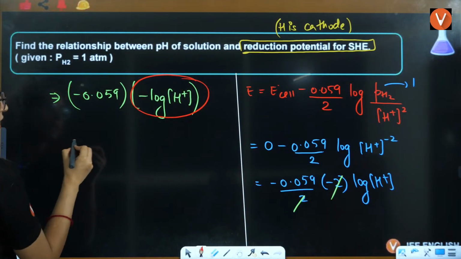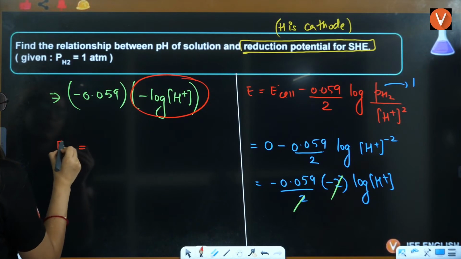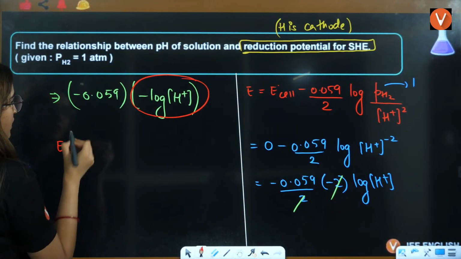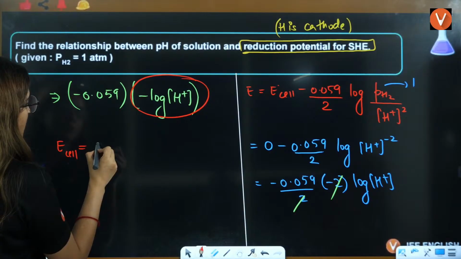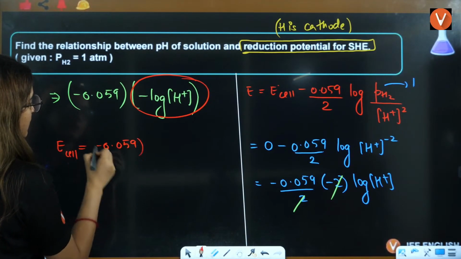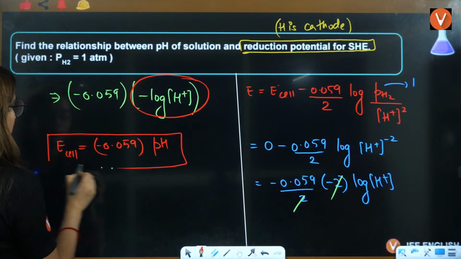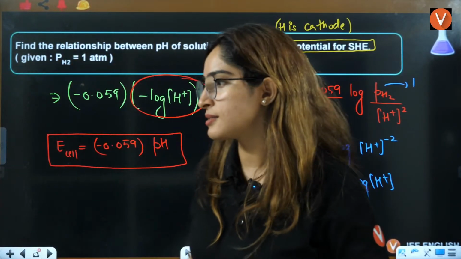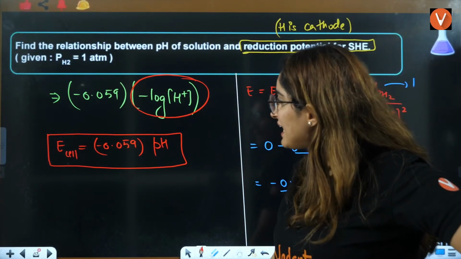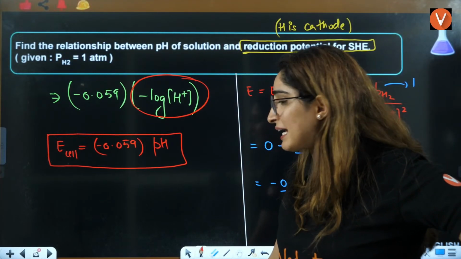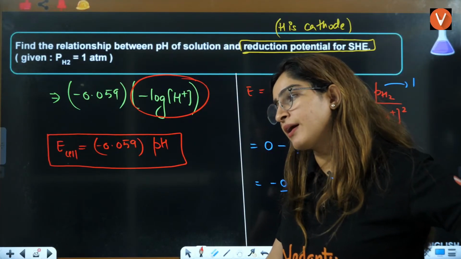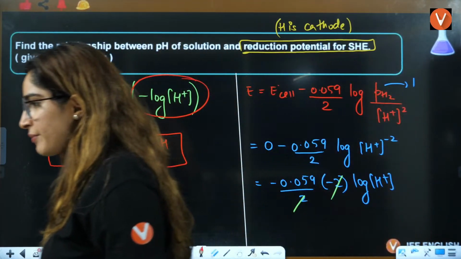So you can say E cell is equal to minus 0.059 times pH, right? Find the relation between pH of a solution and reduction potential of SHE. So here is the relation, that E cell is equal to minus 0.059 pH. Clear, everyone? Is this thing clear to everybody?